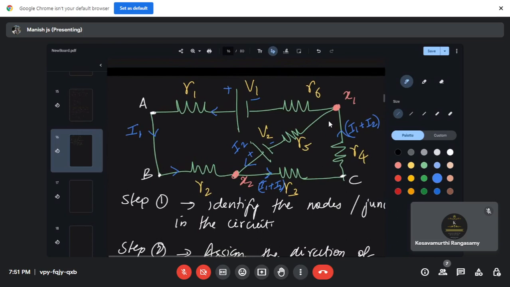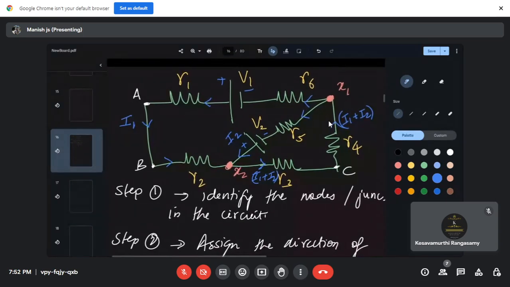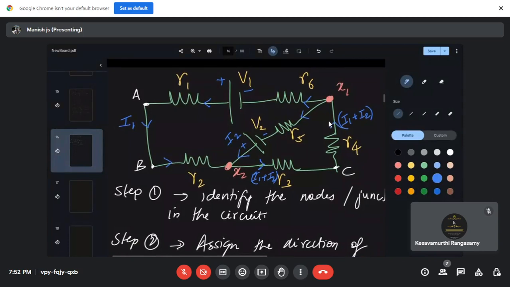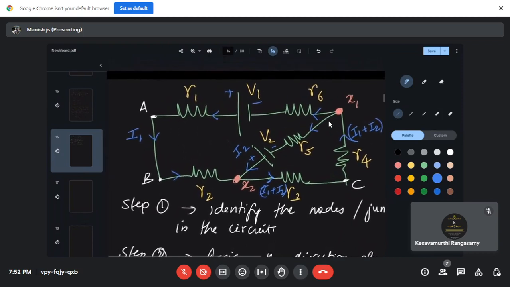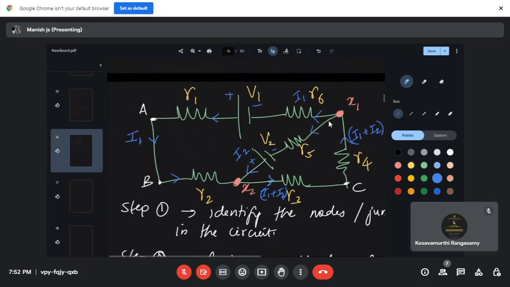Who can tell me what is the current passing through R6? Resistor R6 here. I1, sir. Yes, it is I1. How are you telling it is I1? Because of the Kirchhoff current rule. Yes, Kirchhoff's current law. You can see I1 plus I2 is entering from R4, but through R3, I2 is leaving. So you will subtract it: I1 plus I2 minus I2. So plus I2 and minus I2 cancel, and you will only be left with I1, which is the current passing through.